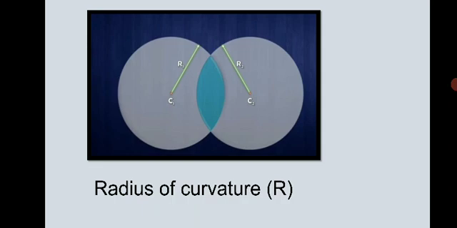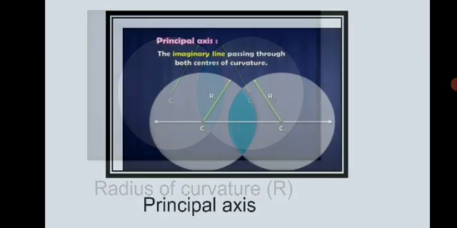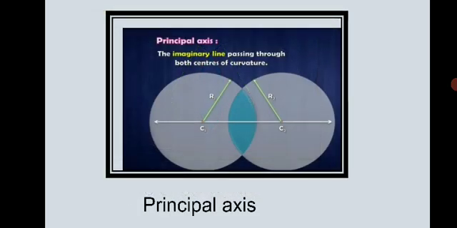The next concept is radius of curvature, R. The radii R1 and R2 of the spheres whose parts form the surfaces of the lenses are called the radii of curvature of the lens. Then the next concept is principal axis. The imaginary line passing through both centers of curvature is called the principal axis of the lens.